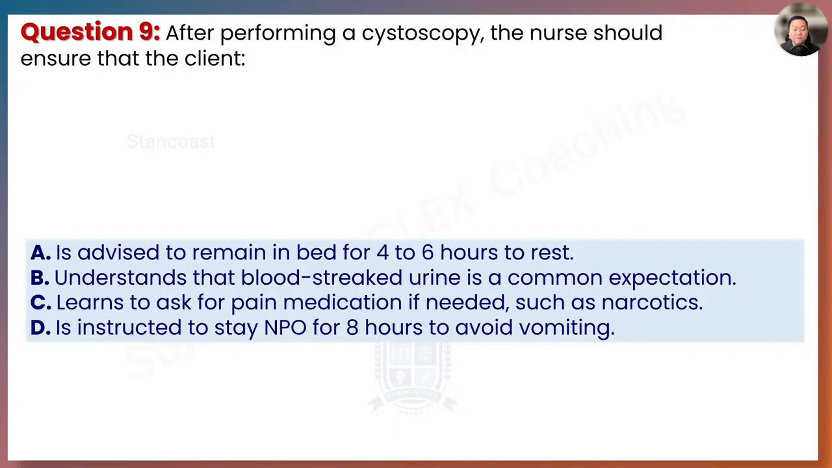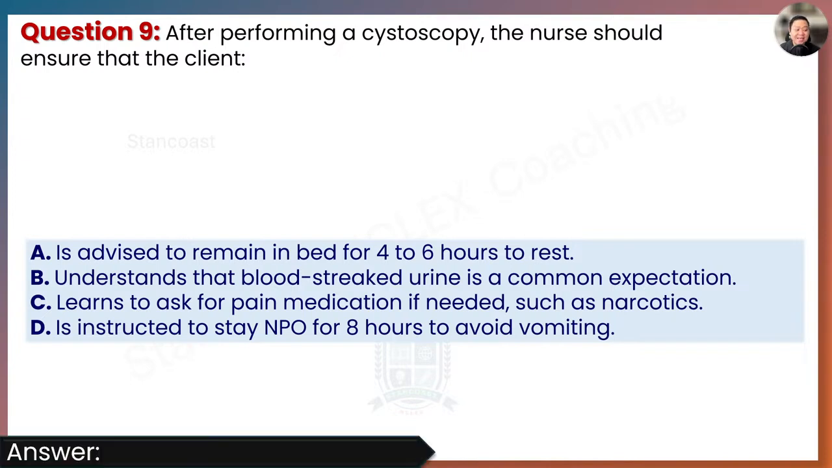Number 9. After performing a cystoscopy, the nurse should ensure that the client, options: A, is advised to remain in bed for 4 to 6 hours to rest. B, understands that blood-streaked urine is a common expectation. C, learns to ask for pain medication if needed, such as narcotics. D, is instructed to stay NPO for 8 hours to avoid vomiting. The answer is letter B.